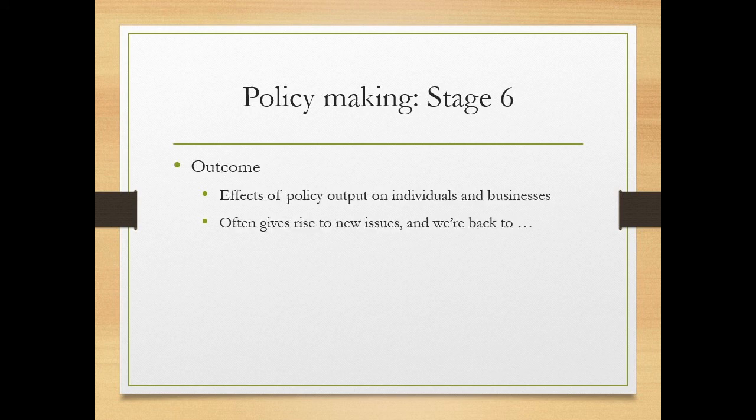But then, outcome. How effective was the output? Did it work well? Did it work the way you wanted it to? Or do you need to retool? Policymaking stage 6, the effects of the policy output on individuals and businesses, and it often gives rise to new issues or to new problems. And then we're back to, as you would imagine, policymaking stage 1.